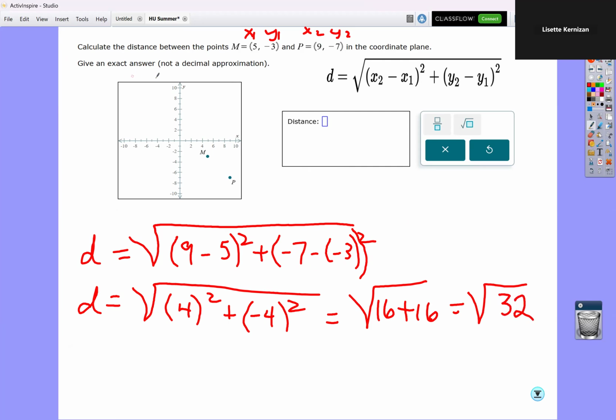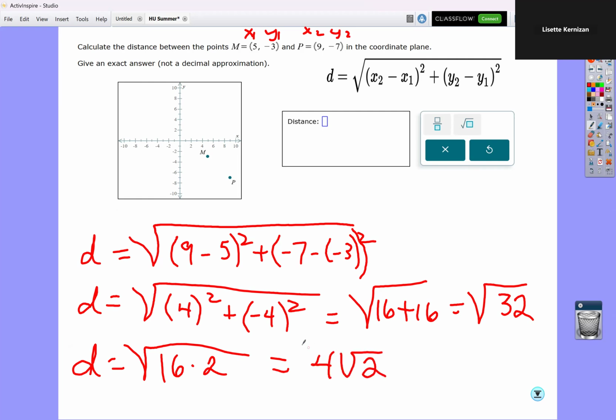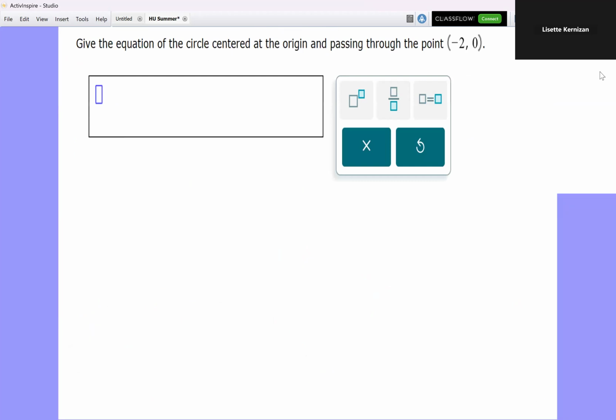So it says give the exact answer, not a decimal approximation. So you want to think of a perfect square that goes into this. So we know that 16 times 2 will give us 32. So we can simplify this to 4 root 2 because the square root of 16 is 4. All right, on to the next one.